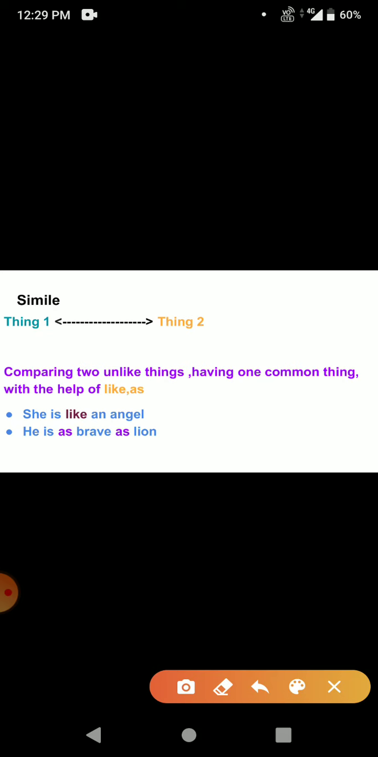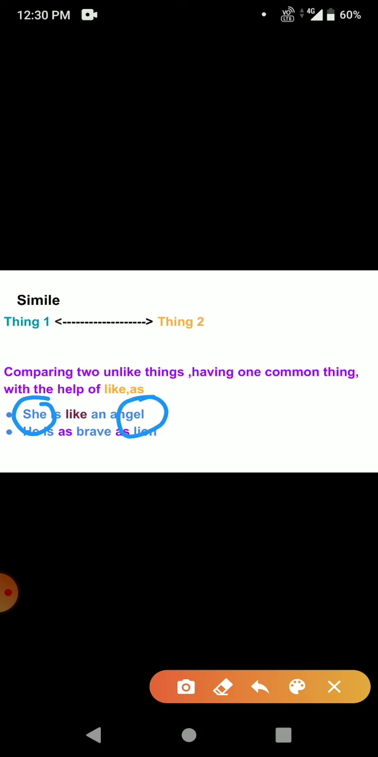So Mr. A is, suppose, a human being and the lion is an animal, but common between them is bravery. So a comparison is made between the two with the help of "as" here. He is as brave as a lion. And similarly, she is like an angel. She is like an angel.